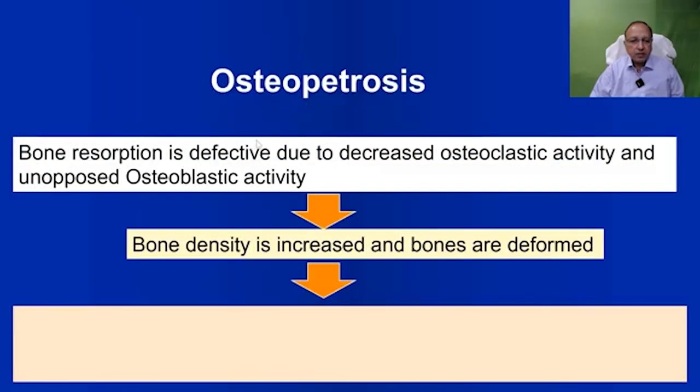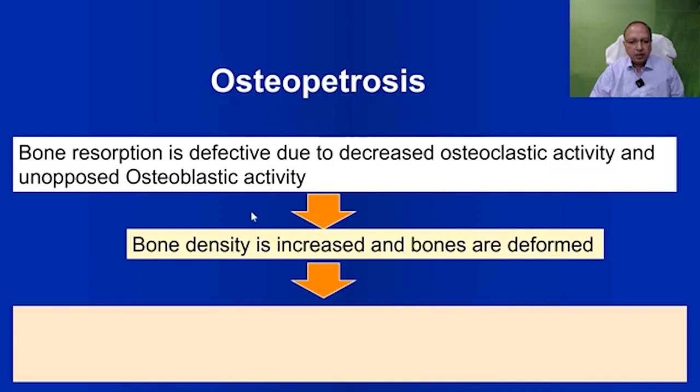Next comes osteopetrosis. Now, we want a balance between bone destruction and fresh bone formation. So, when bone resorption is defective due to decreased osteoclastic activity and unopposed osteoblastic activity, what will happen? There will be an increase in bone deposition and a loss of bone destruction, due to which all the foramina will become more and more narrow.